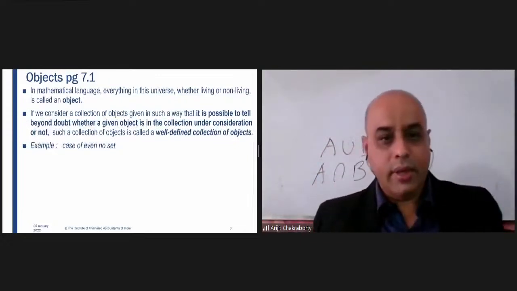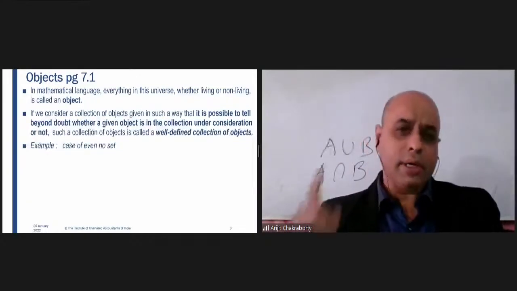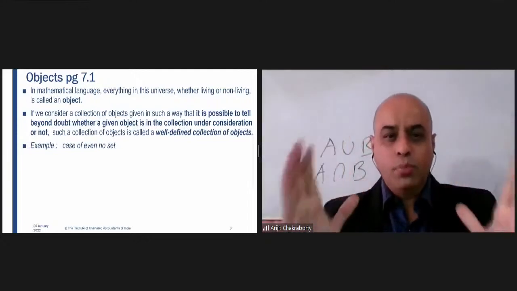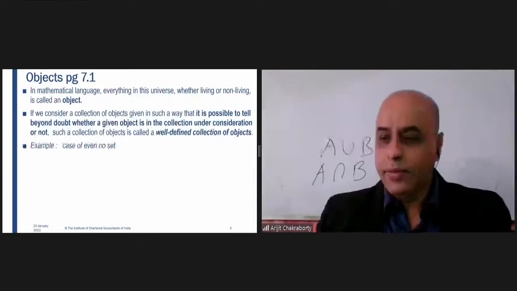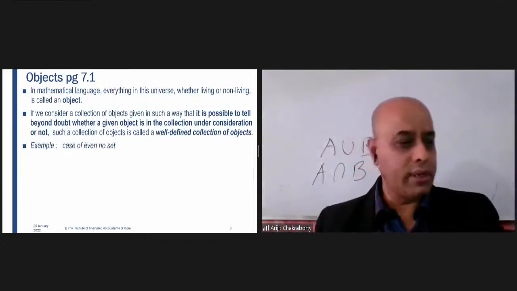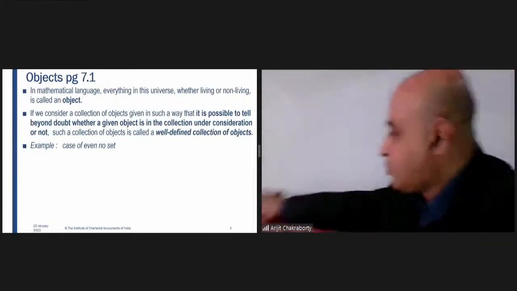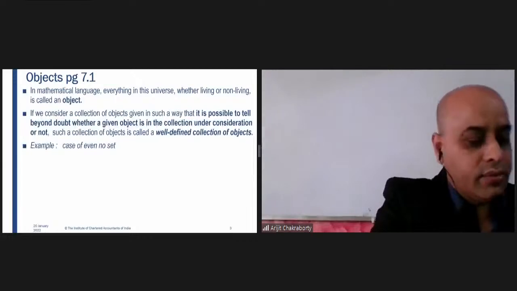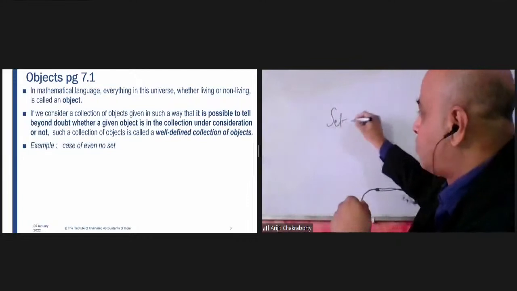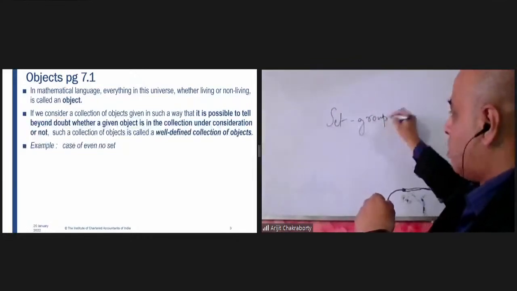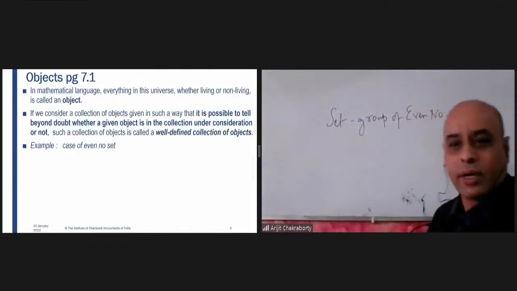Now, say we are considering right now the group of all even numbers, and then I ask you a simple question. I'm writing a big number on the board. First of all, we are assuming that we are taking the set of even numbers. That means set means a group. So I'm writing group of even numbers. You know what is an even number and an odd number.